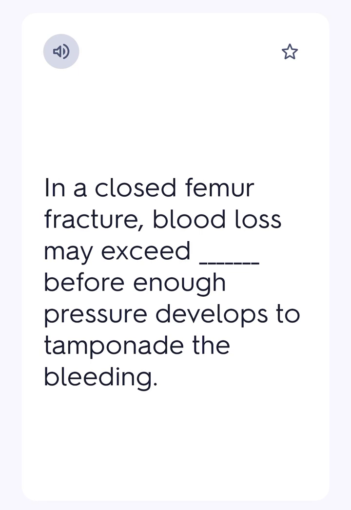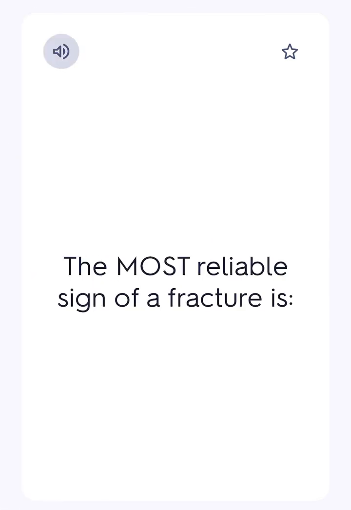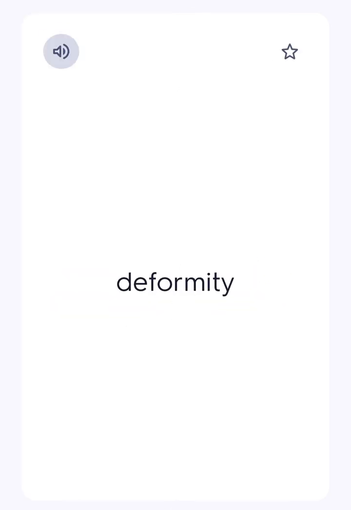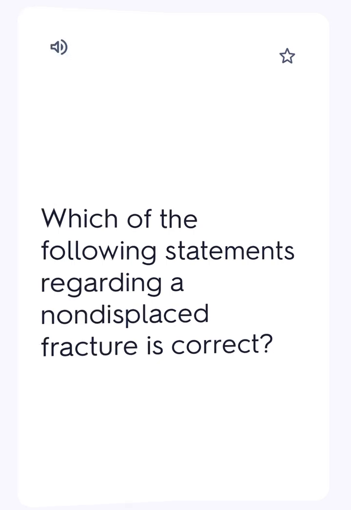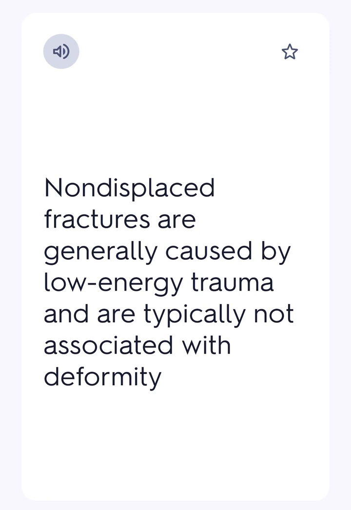In a closed femur fracture, blood loss may exceed blank before enough pressure develops to tamponate the bleeding. 1000 milliliters. The most reliable sign of a fracture is deformity. Which of the following statements regarding a non-displaced fracture is correct? Non-displaced fractures are generally caused by low-energy trauma, and are typically not associated with deformity.